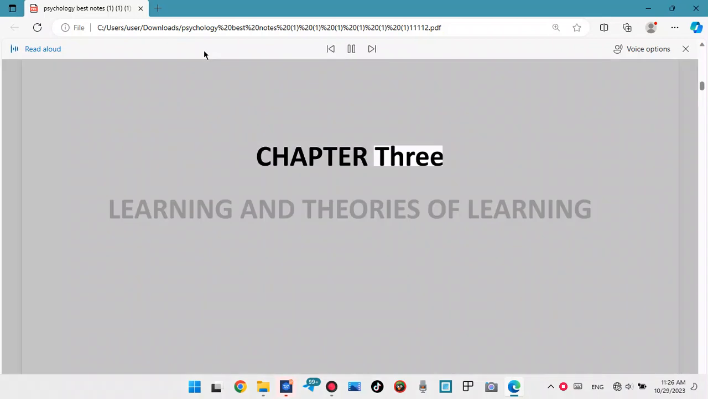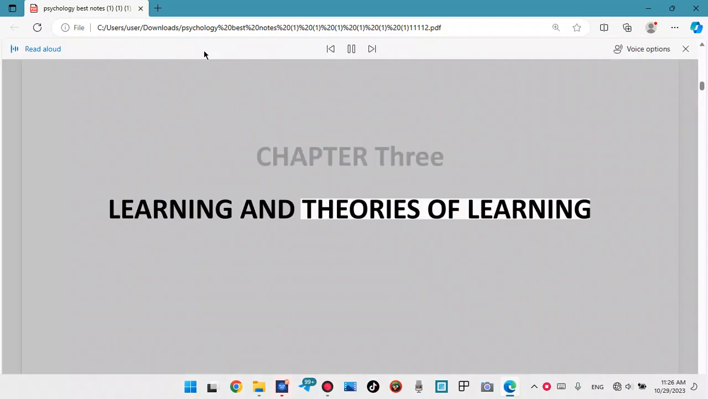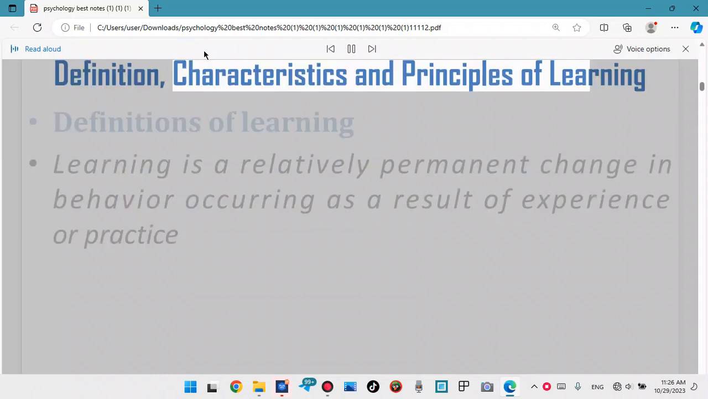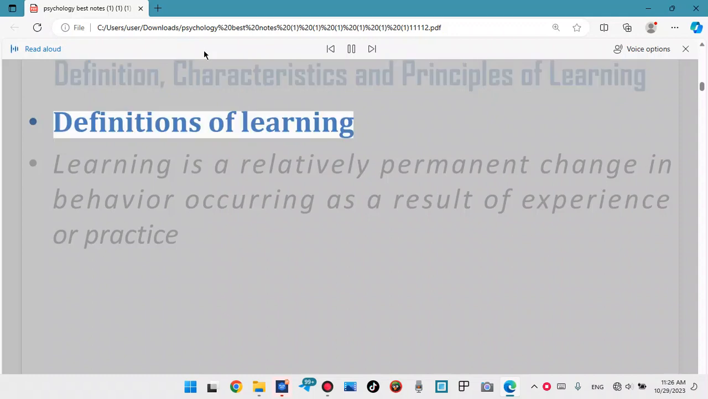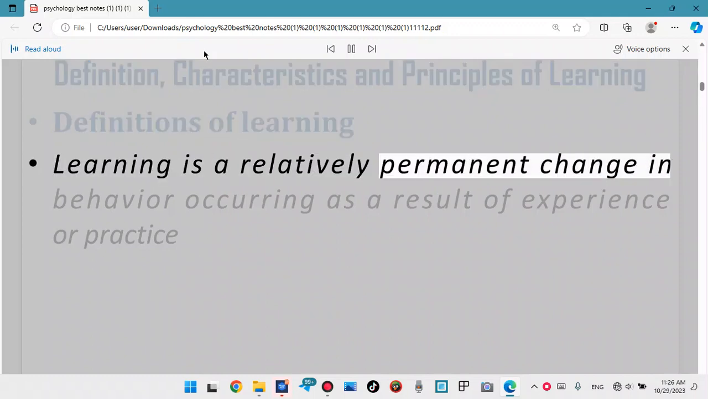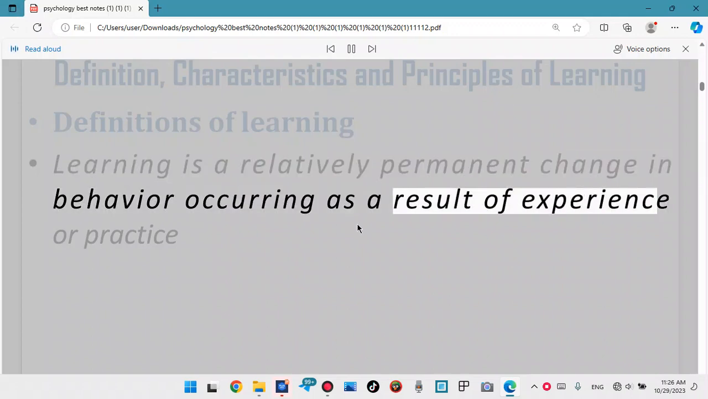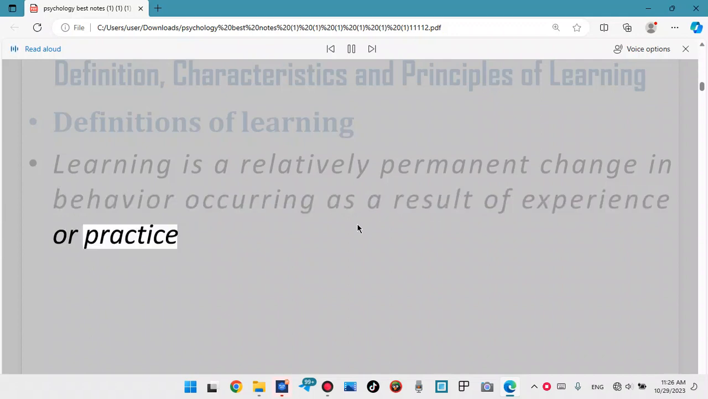Chapter 3. Learning and Theories of Learning. Definition, Characteristics, and Principles of Learning. Definitions of learning. Learning is a relatively permanent change in behavior occurring as a result of experience or practice.